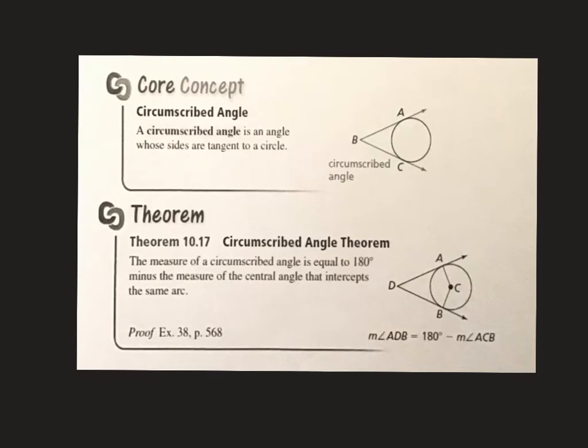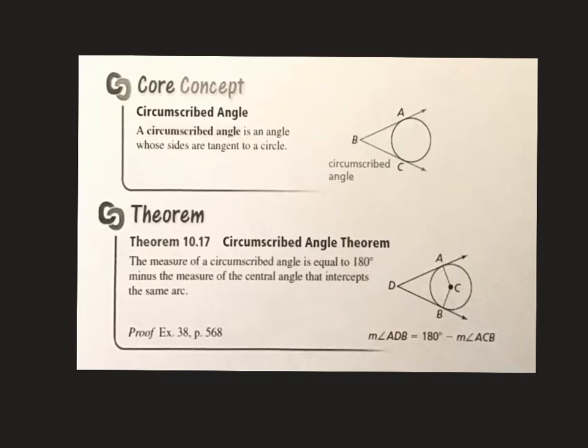So one more vocab word is a circumscribed angle. A circumscribed angle is an angle whose sides are tangent to the circle. So we've seen circumscribed angles already when we started talking about tangent lines on a circle. We just didn't call it a circumscribed angle.